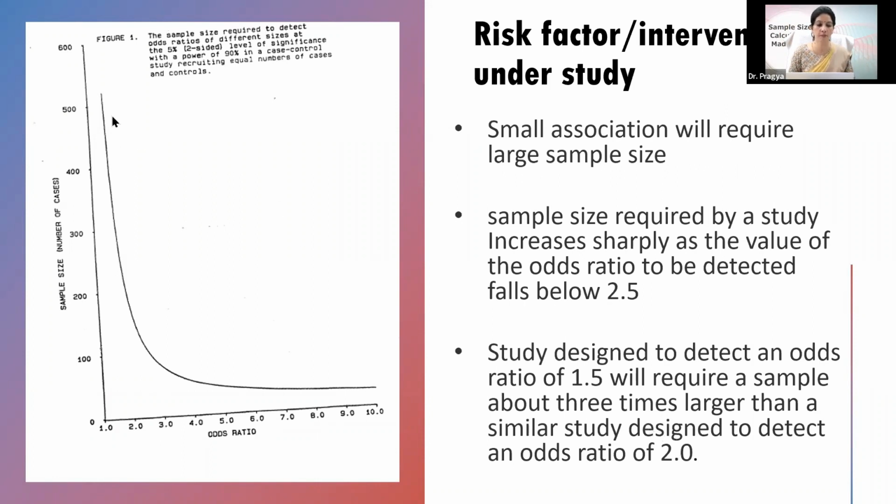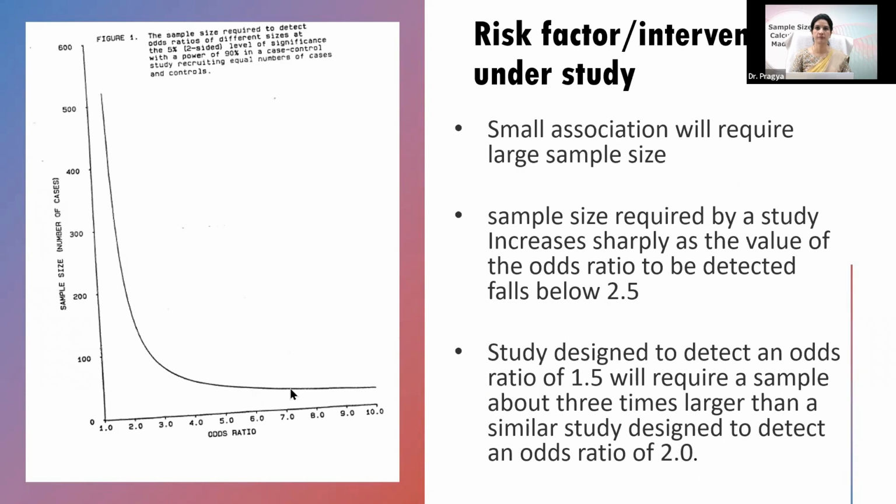And if you focus on this picture, it has been taken from a WHO reference on the calculation of sample size for diarrhea. We have given that reference in the presentation as well. You can see there is an x-axis and a y-axis. The y-axis represents the sample size, that is the number of cases, and the x-axis is the odds ratio. With an odds ratio less than 1.5, the required sample size is more than 500.